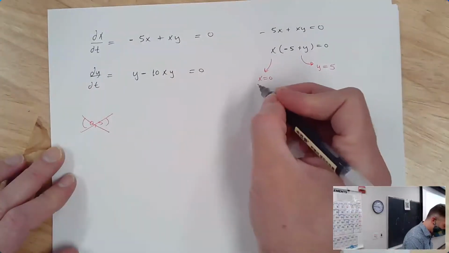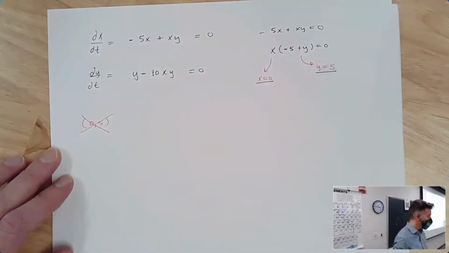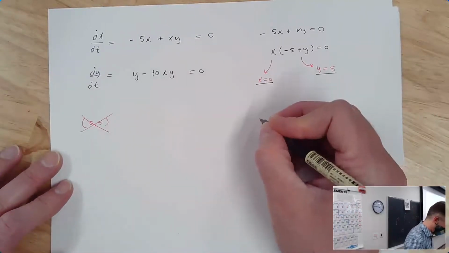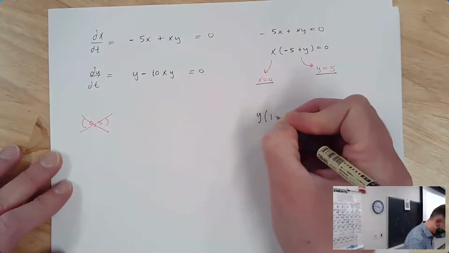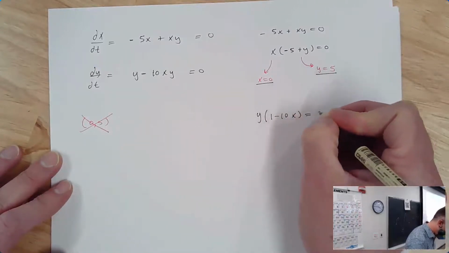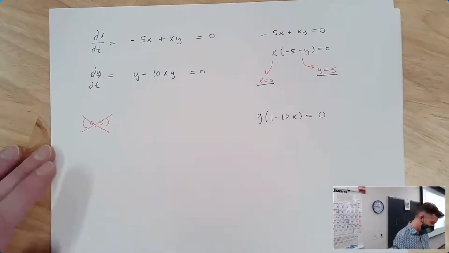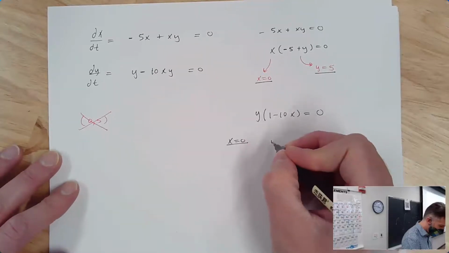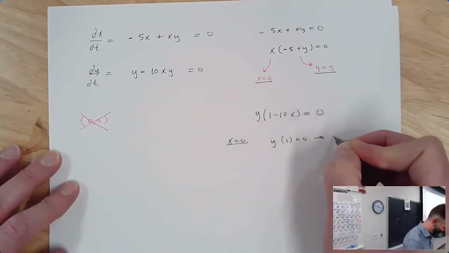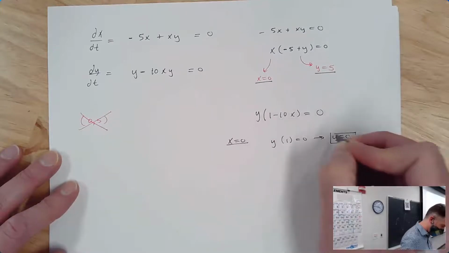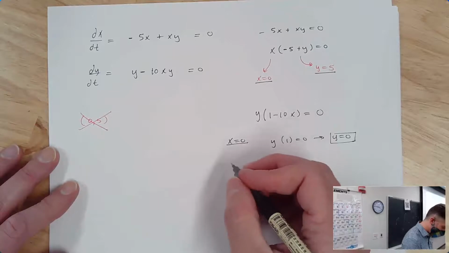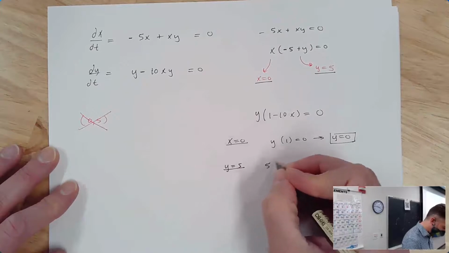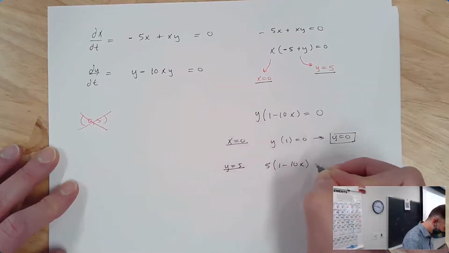So we're going to take each of these different conditions, and then we're going to plug those into the other equation, be equal to 0. So my other equation is, I'm going to factor out a y. y times (1 minus 10x) equal to 0. So if I have x equal to 0, well, then I have y times 1 equal to 0, which means y equals 0. Great. So that's one equilibrium. Or I have y equal to 5. I have 5 times (1 minus 10x) equal to 0.